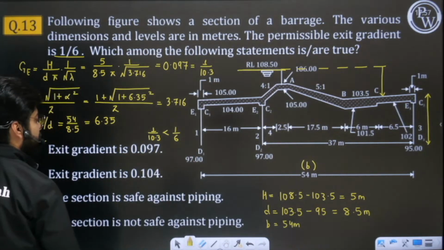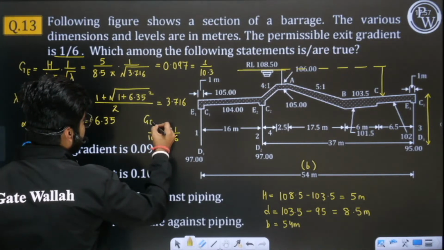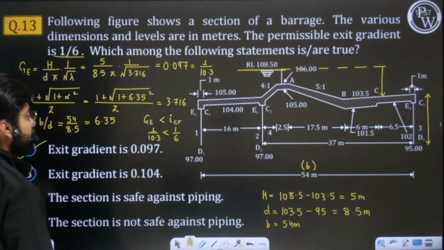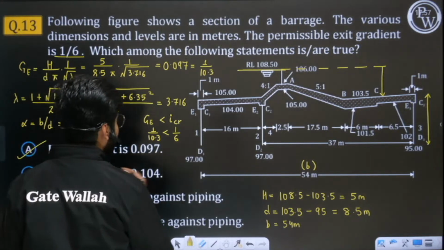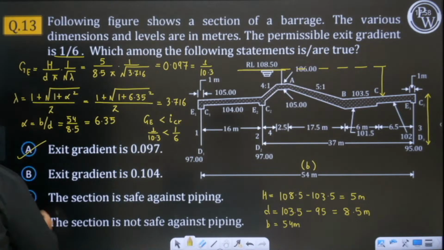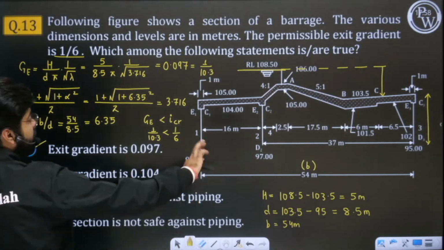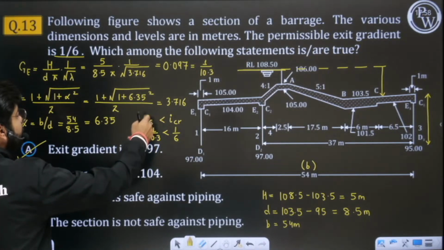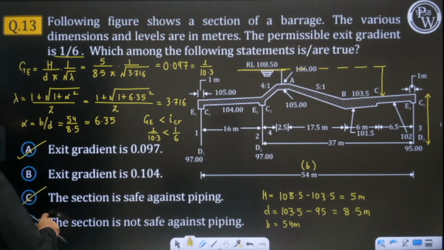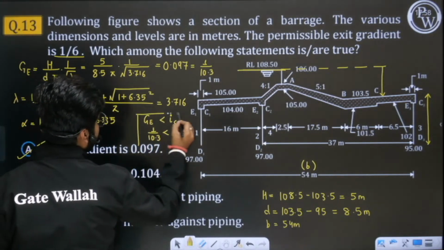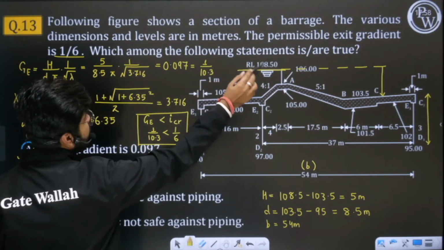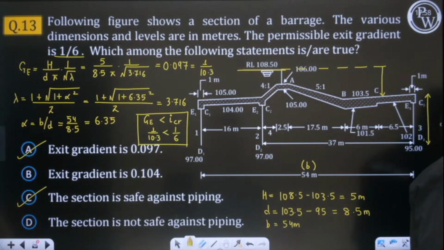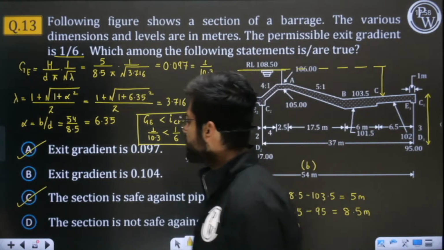So the exit gradient, which we are getting with the help of this diagram, is less than the safe value. And since it is less than the safe value, we will say that piping will not happen here. So the section is safe against piping. If we change some parameters here, then obviously this value can go up, and if the exit gradient is more, then obviously your section will not be safe. But here it is safe because the exit gradient is less than the safe permissible value. I hope this is clear to you. So A and C are the correct options here.